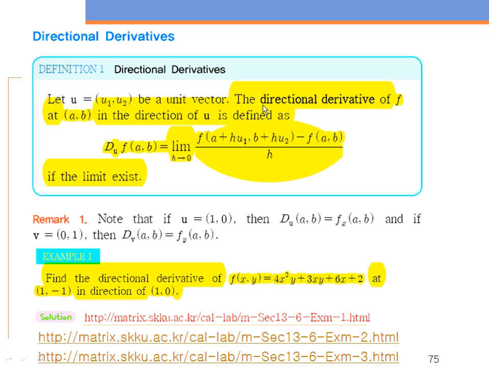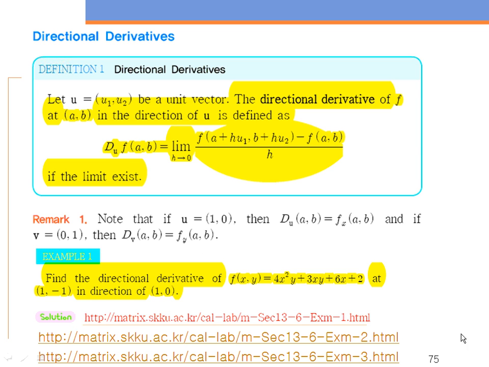Let u be a unit vector. The directional derivative of f at the point (a, b) in the direction of u is defined as this limit, when the limit exists, as h goes to 0 of f of this over h. So if u is the unit vector (1, 0), then D_u f(a, b) is just f_x(a, b), the partial derivative of f with respect to x. And if the unit vector v is (0, 1), then D_v f(a, b) is the partial derivative of f with respect to y.